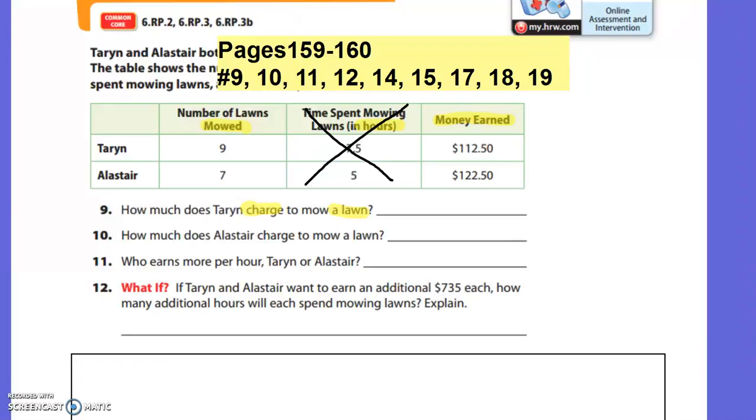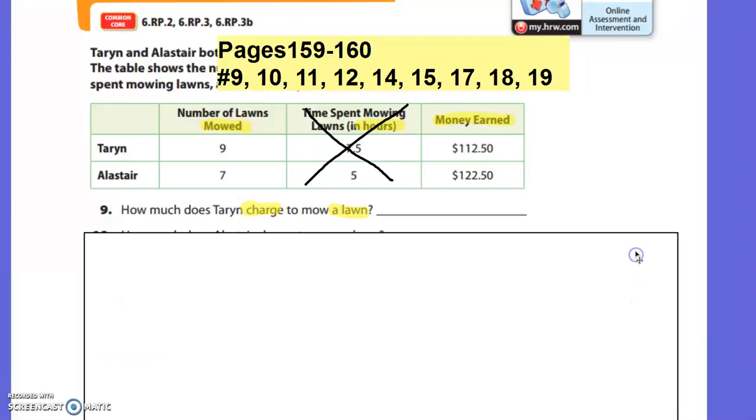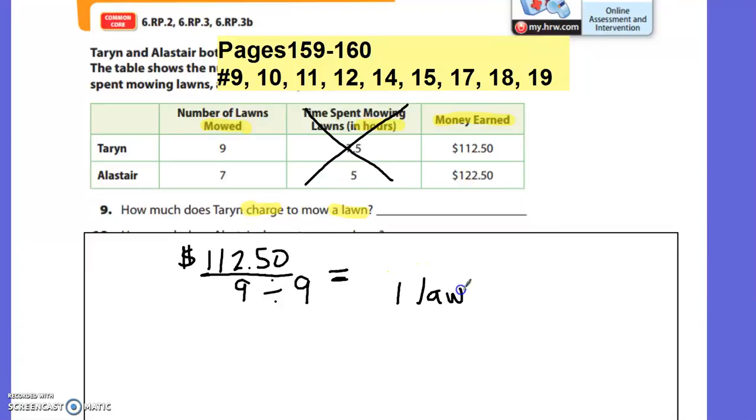So for number 9, we could set it up as, grab my whiteboard here, Taryn makes $112.50. And for how many lawns is that? That's for 9 lawns. So if you set this up as $112.50 over 9, we would need to divide by 9. If we do that, 9 divided by 9 would be 1 lawn. And that's what we're trying to figure out, how much she makes per lawn. If you divide the second term in a rate by 9, you have to divide the first term in a rate by 9. So this one can simply be solved by doing $112.50 divided by 9. If you do that, you will get the correct answer to number 9.